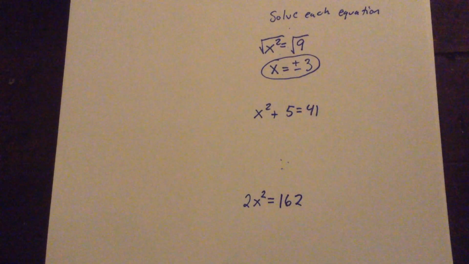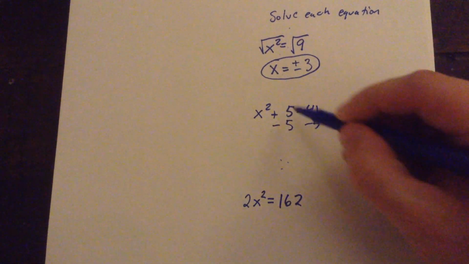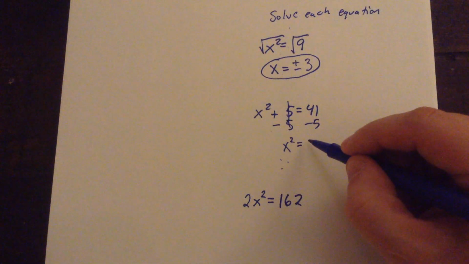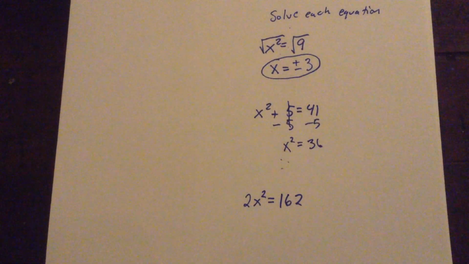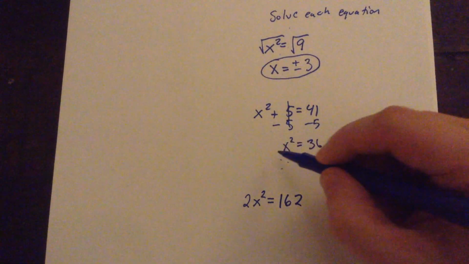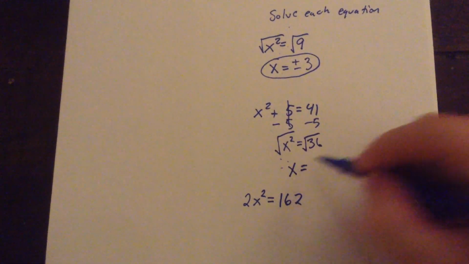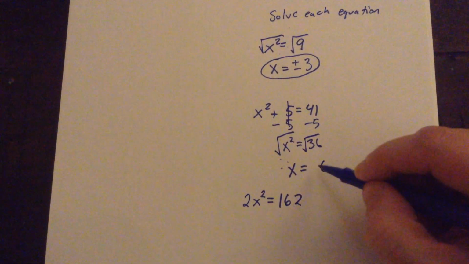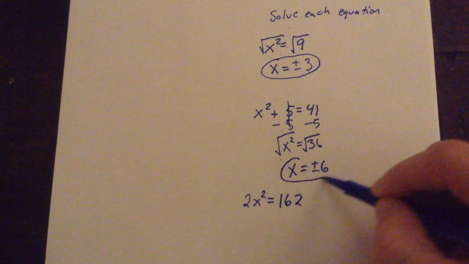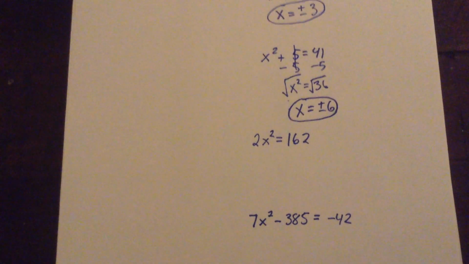Now, the next problem is a single step problem. It's plus 5, so I need to get rid of the plus 5. I'm going to subtract 5 and get x squared equals 36. Now, I'm at the same point. I have x squared. I want to get rid of x squared, so I take the square root. That cancels and I get x. The square root of 36 is 6, but I have to account for the positive and the negative version. Then I'm done.